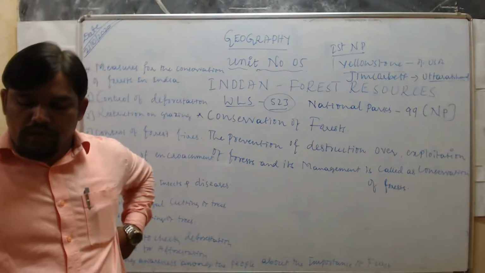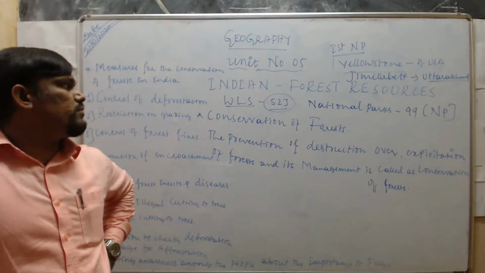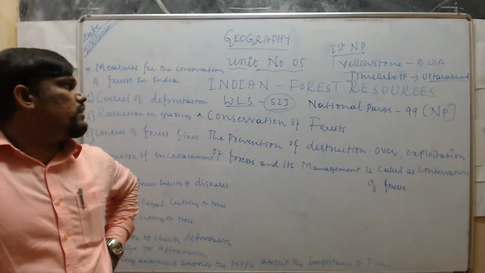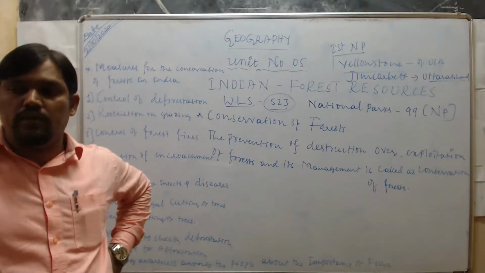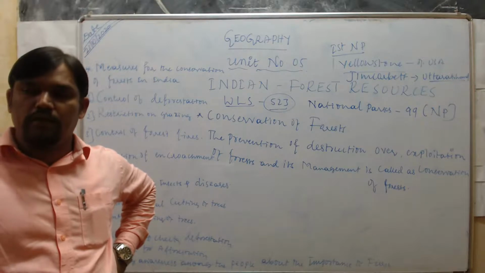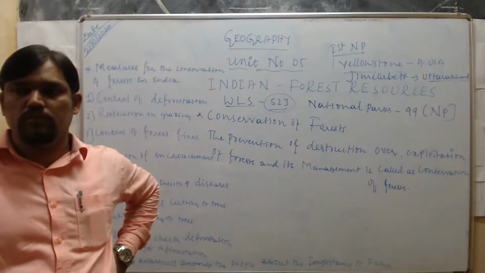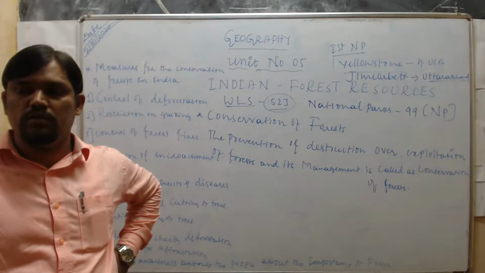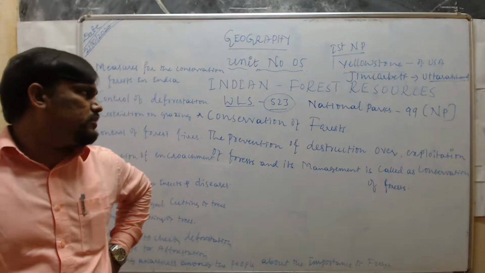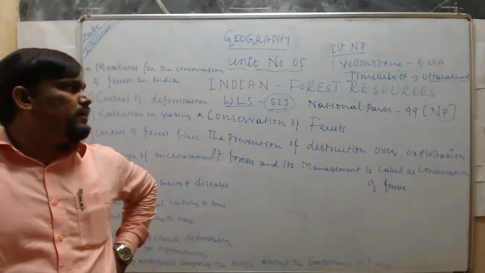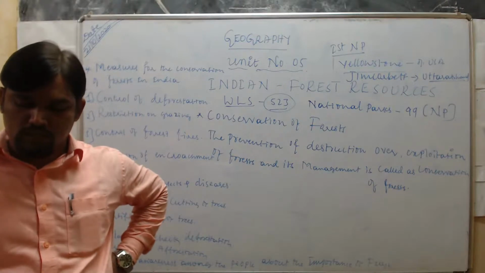In India, there are 18 biosphere reserves. 523 wildlife sanctuaries are there, 99 national parks are there, and 18 biosphere reserves are there in India. It's very important.